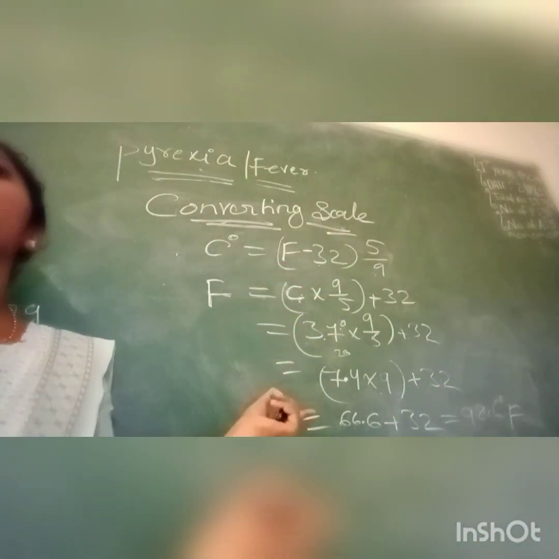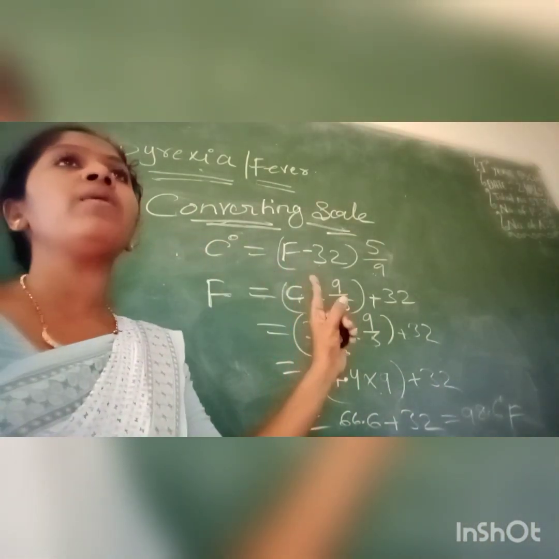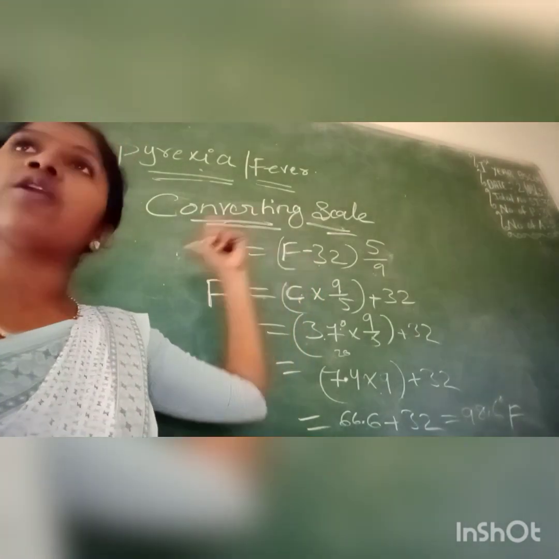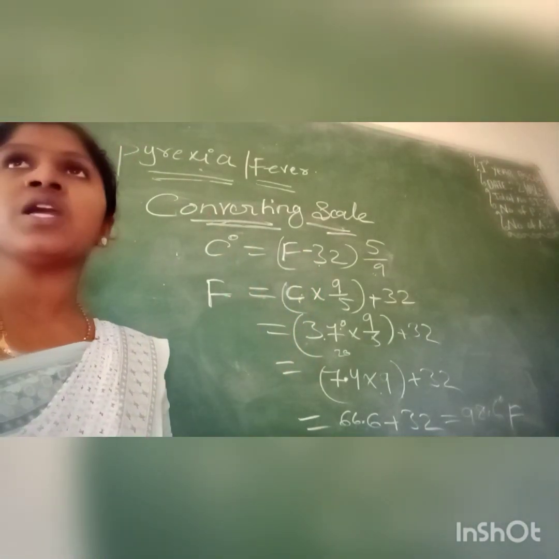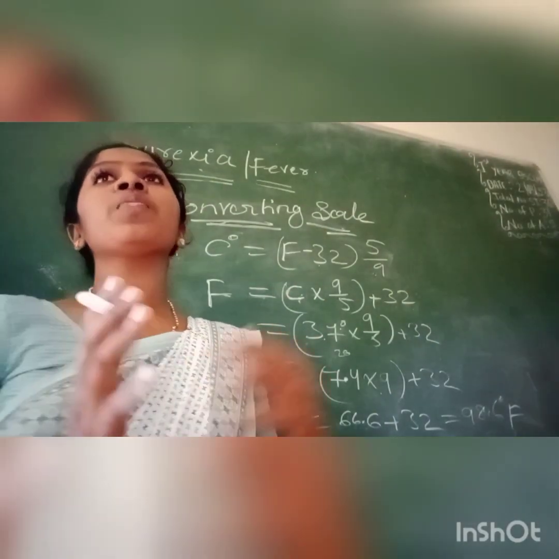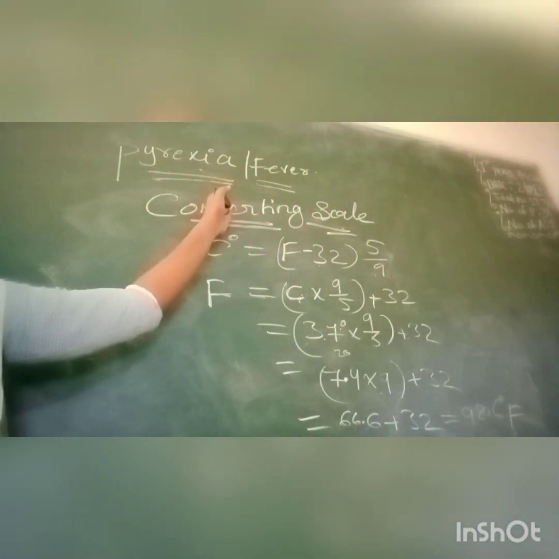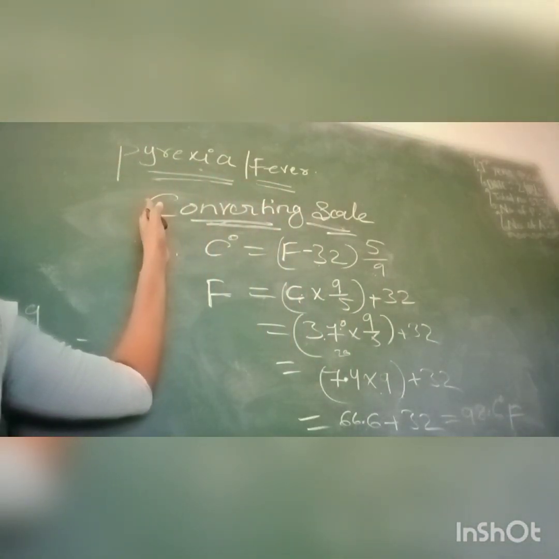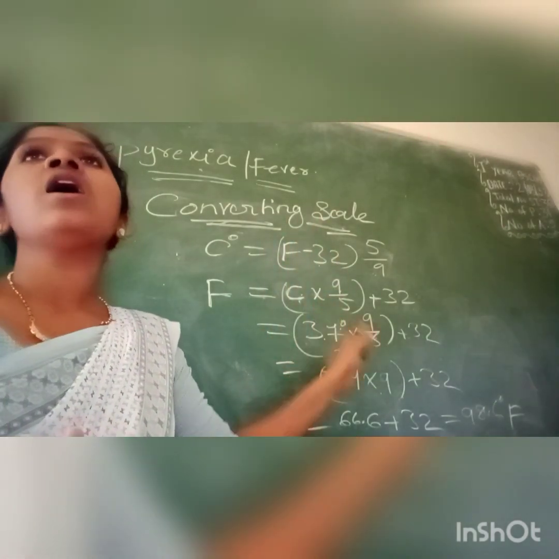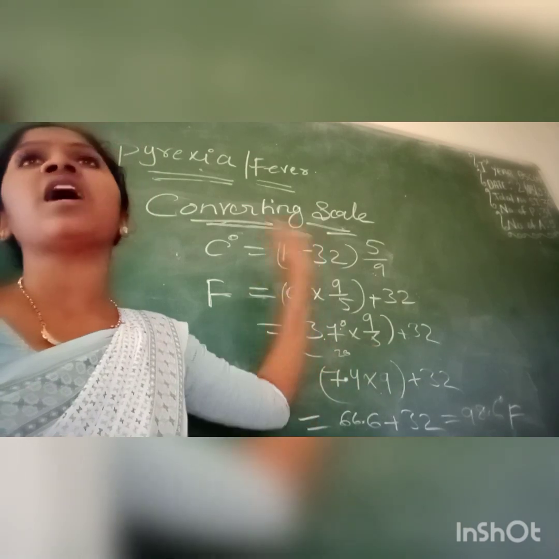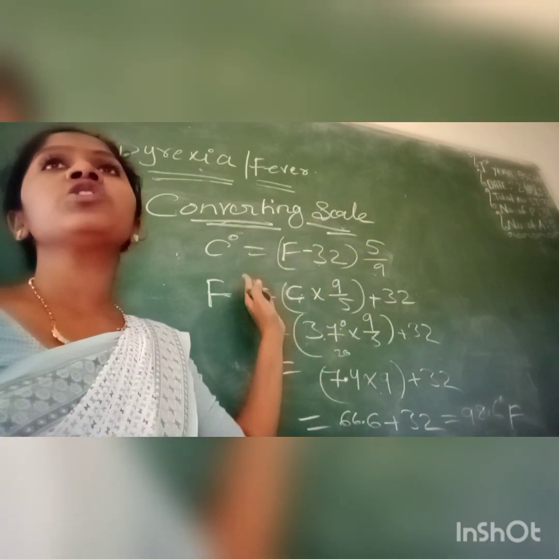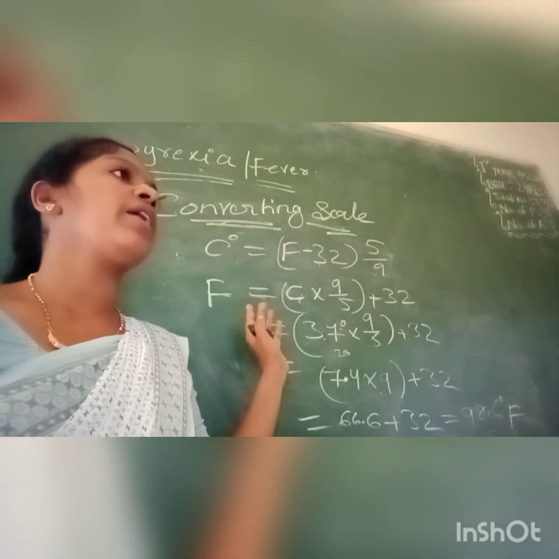This is a very simple formula. If you remember one formula, from one formula you can make the second formula also. Understood? This is very simple. So this is all we have seen today. Pyrexia, fever. What is pyrexia? Definition we have seen. Grades of pyrexia, types of pyrexia, causes of pyrexia, and the converting formula for fever from Fahrenheit to Celsius and Celsius to Fahrenheit. Thank you.